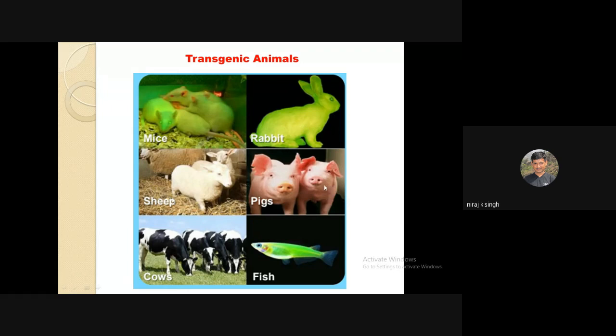Another is the transgenic sheep and transgenic pig. I will discuss them in a later slide. Another is the transgenic cow and fish. I will discuss later how the transgenic pig and transgenic sheep are useful for human purposes.